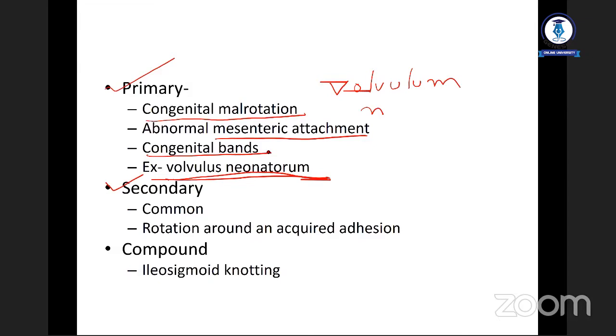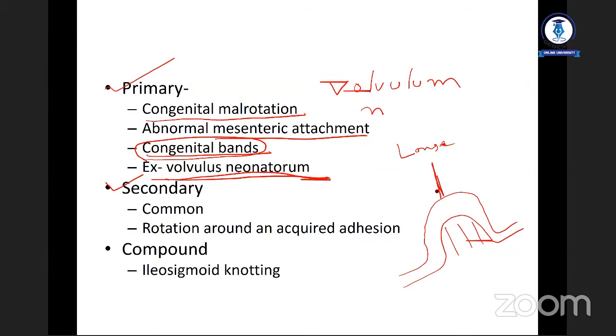What may be some of those problems? We will discuss this in greater detail, but there may be a long mesentery, or there may be congenital bands, very important, congenital bands. For example, if this is the sigmoid colon and this is the sigmoid mesentery, there may be a congenital band over here attaching itself to the anterior abdominal wall. As a result, there is a greater chance of intestinal rotation around this band. So these are usually primary causes.